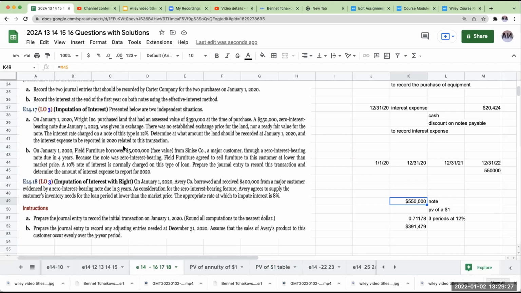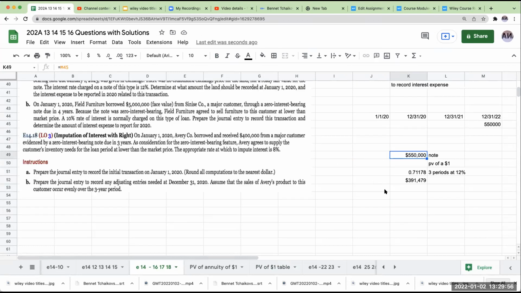Now, my problem is, let's read through this again. I purchased land that had an assessed value of $350 at the time of purchase. I issued a $550,000 zero interest-bearing note that was given in exchange. There was no established exchange price for the land nor readily determinable fair value for the note. So we've got an issue here, okay? The interest rate on a note of this type is 12%. What amount should the land be recorded at on January 1st, 2020, and the interest expense to be reported?